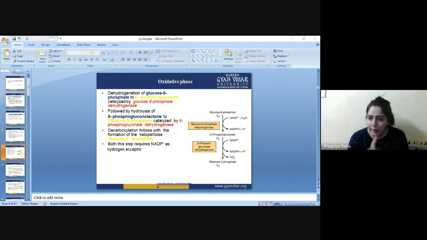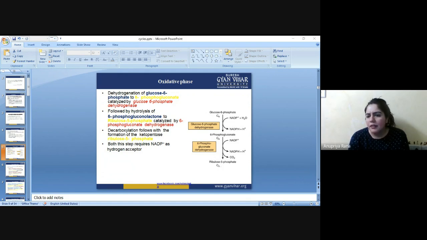You have to remember these enzymes: whatever the thing is, what it is converted into, what byproduct you get in that particular reaction, and which enzyme catalyzes that reaction. These are the points you have to remember. Don't forget these enzymes, this is very important. Glucose 6 phosphate dehydrogenase is the first enzyme which uses glucose 6 phosphate to become 6 phosphogluconate. In this reaction, one NADP is converted into NADPH by the dehydrogenation process.